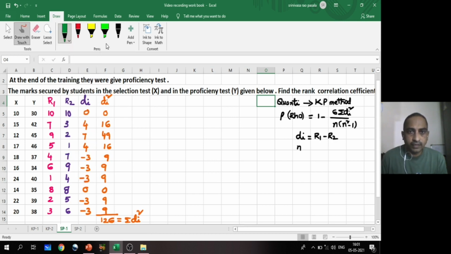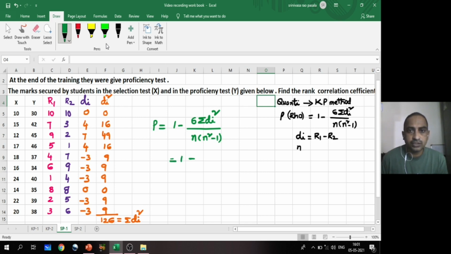So what is the formula? Here if you observe, no one rank is repeated. That's why the formula is rho equals 1 minus 6 sigma di square by n into n square minus 1.